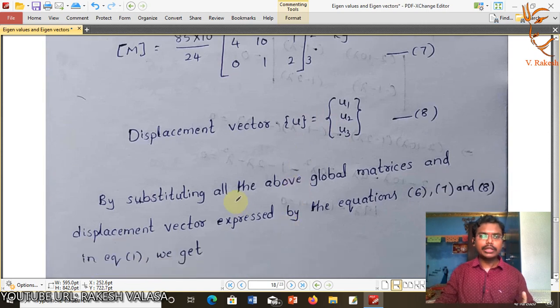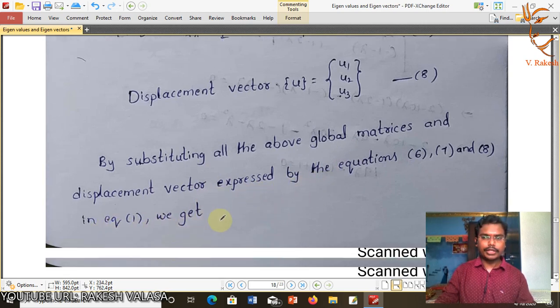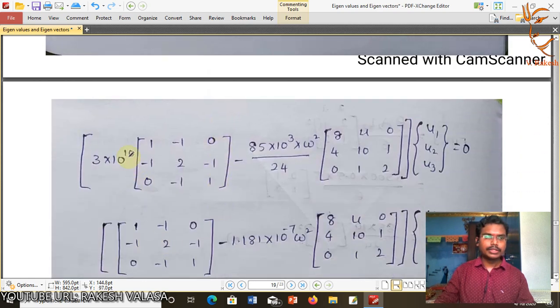By substituting all the above global matrices and displacement vector expressed by equations 6, 7 and 8 in equation 1, we get: this is the stiffness matrix, that is 3 into 10 power 10 times [1, -1, 0; -1, 2, -1; 0, -1, 1]. This is the mass matrix, that is 85 into 10 power 3 by 24 times [8, 4, 0; 4, 10, 1; 0, 1, 2] into omega square. This is the displacement vector u equal to u1, u2, u3 equal to 0.